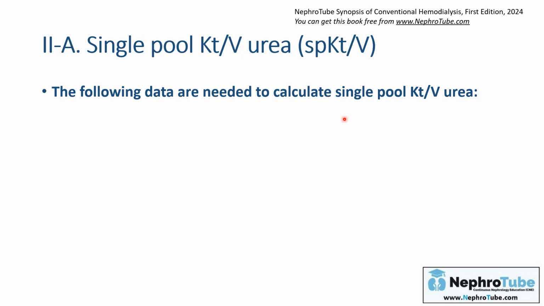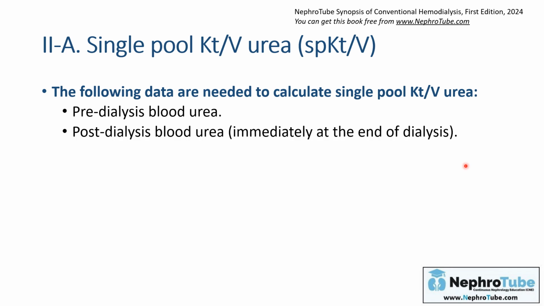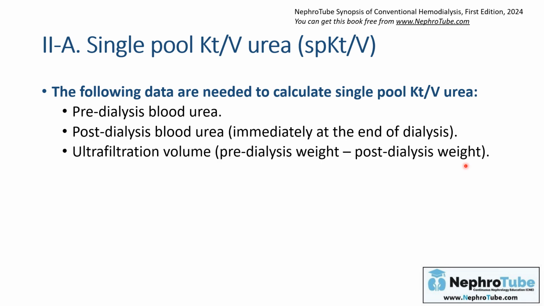To calculate single pool KT over V, we need the following data. We need the pre-dialysis blood urea level of the patient, the post-dialysis blood urea immediately at the end of dialysis, and this is an important point that I will highlight now. We need the ultrafiltration volume, which is the difference between the pre-dialysis weight and the post-dialysis weight of the patient, and we need the dialysis session duration in minutes.